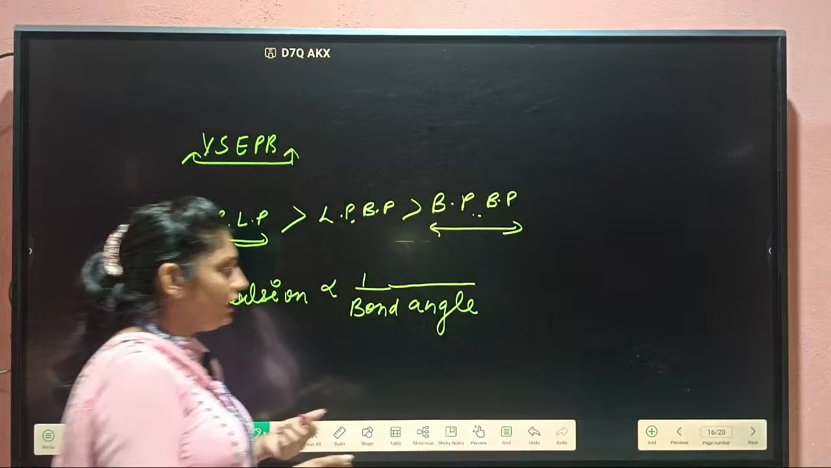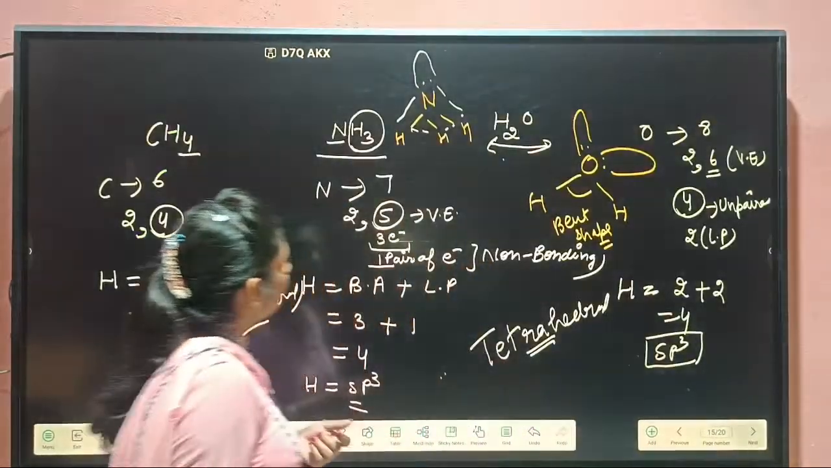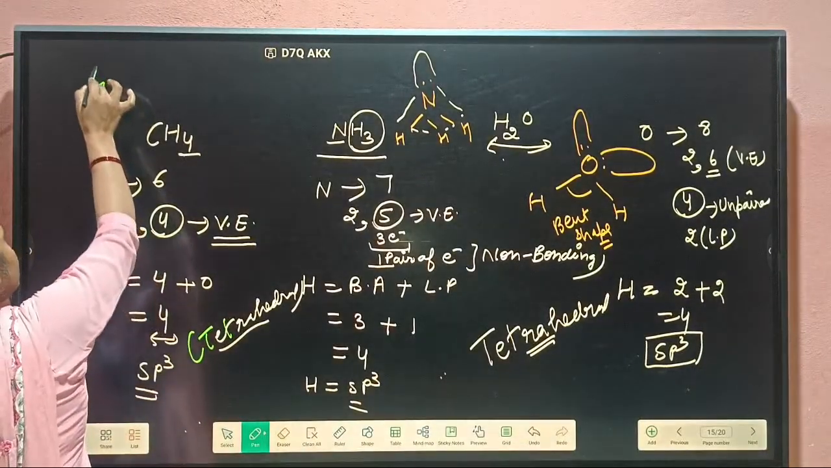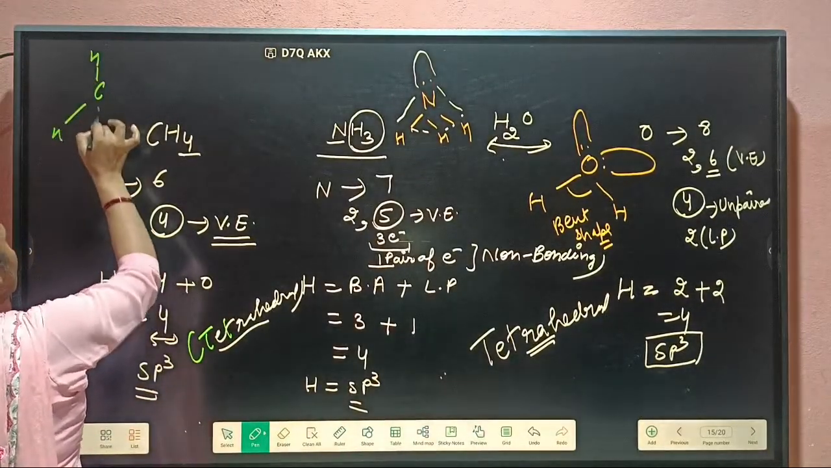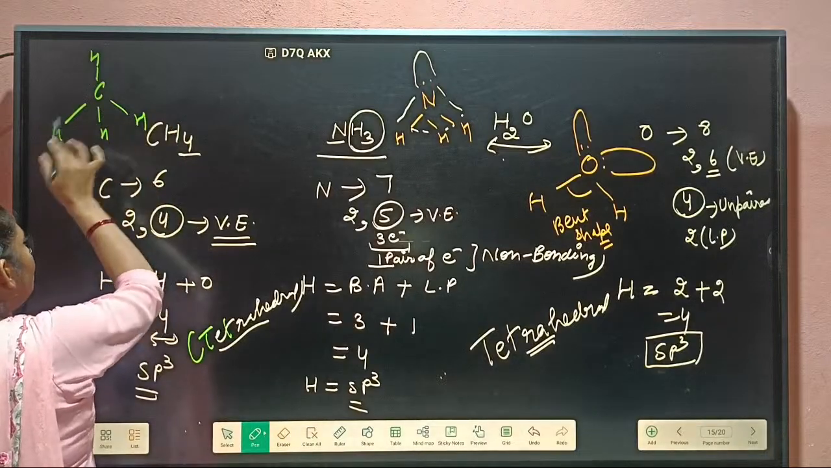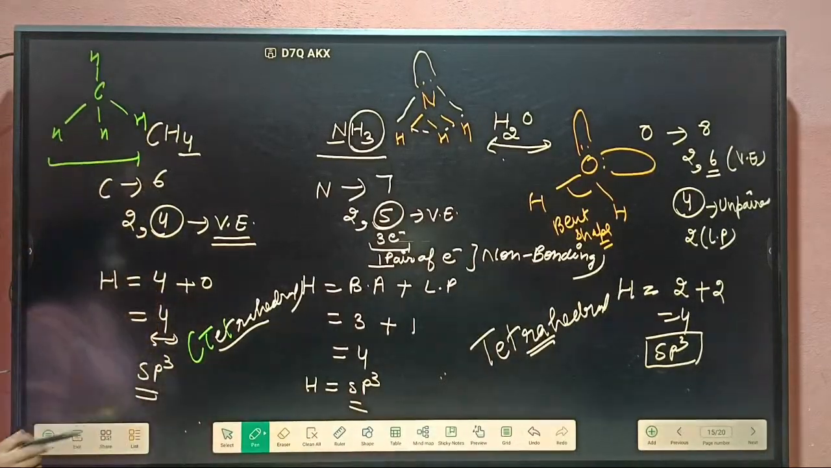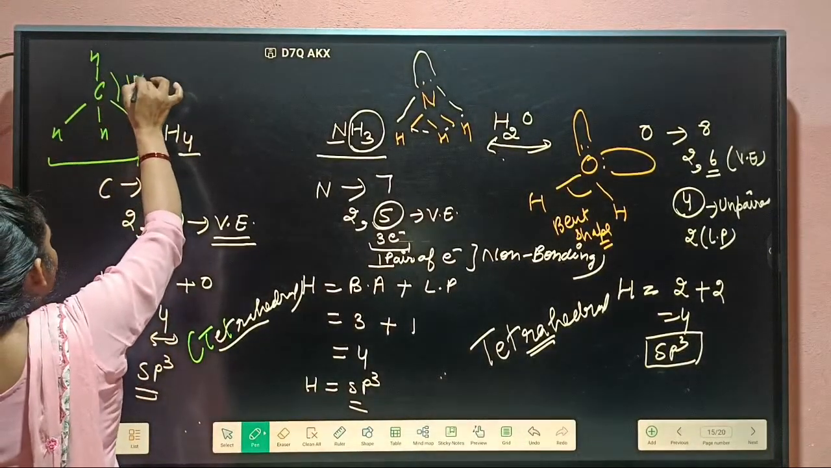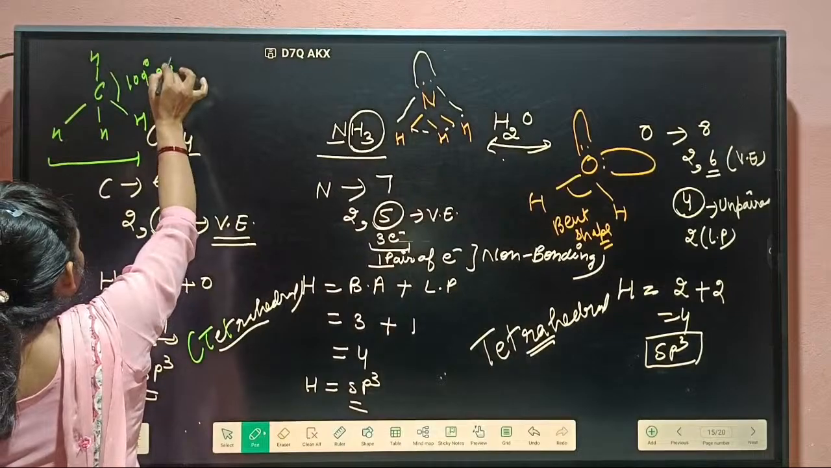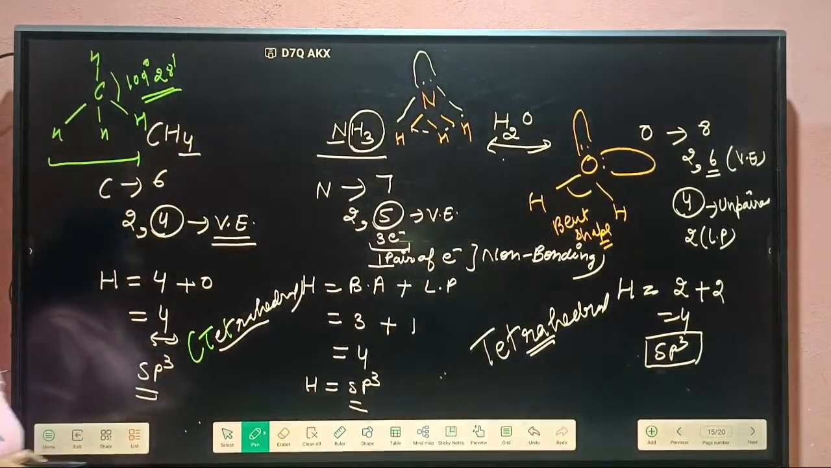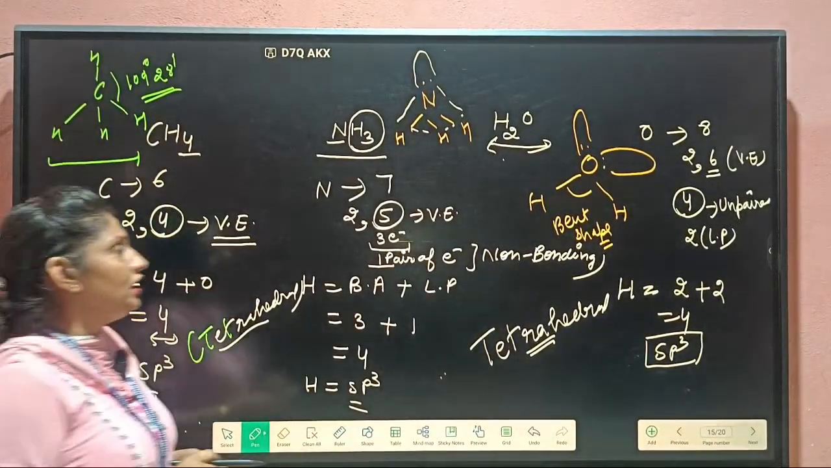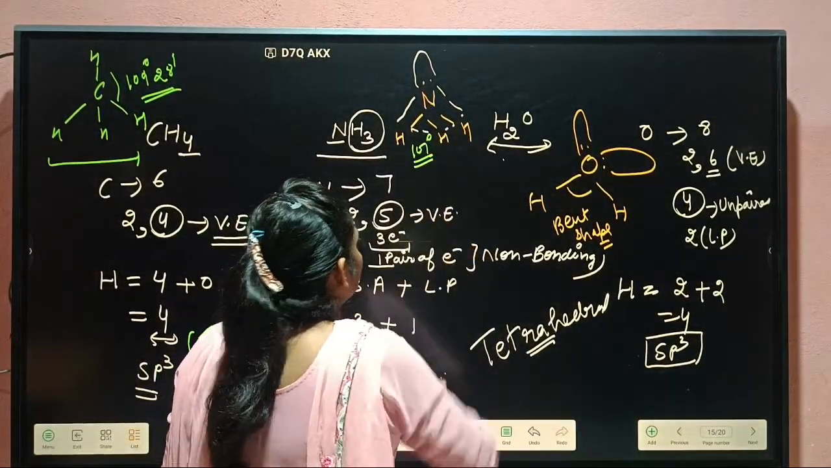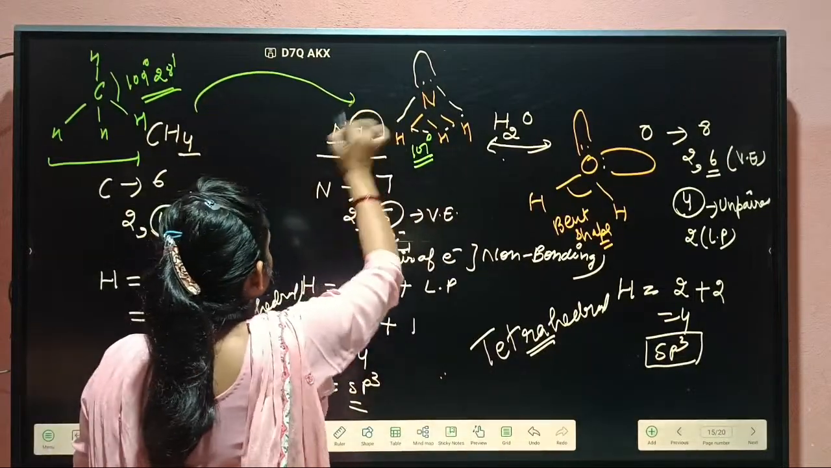So students, what will be the angle in CH4? In CH4, no lone pair, so they show regular geometry. So here the angle will be the same, 109 degree 28 minute. But in NH3, in ammonia, this angle will be around 107 degree. The angle decreases. Why is it decreasing?